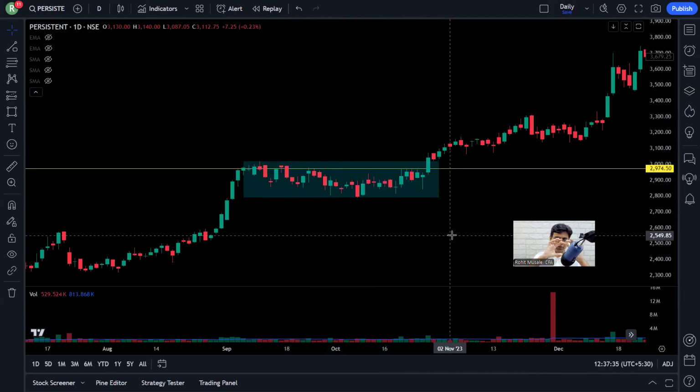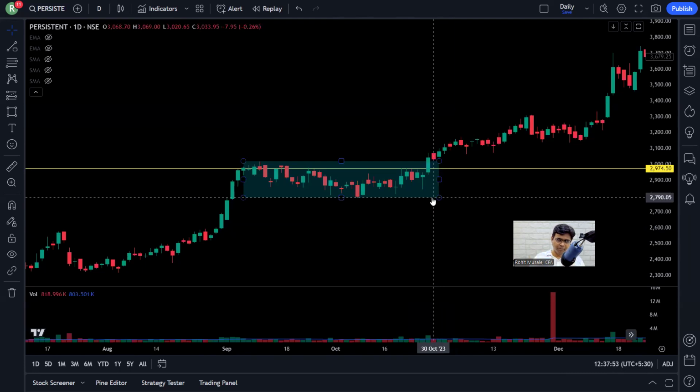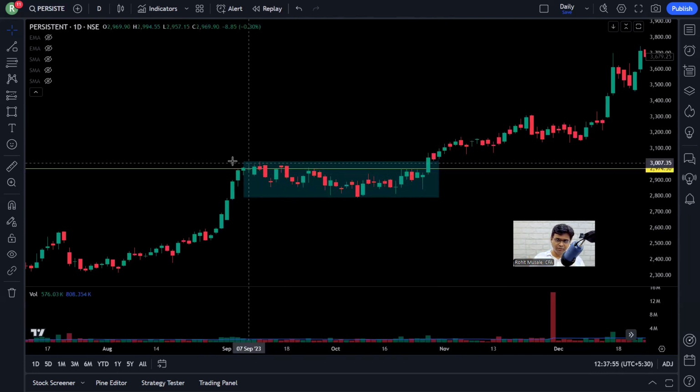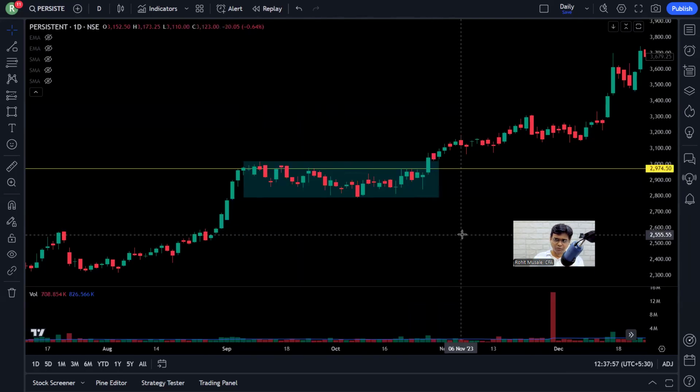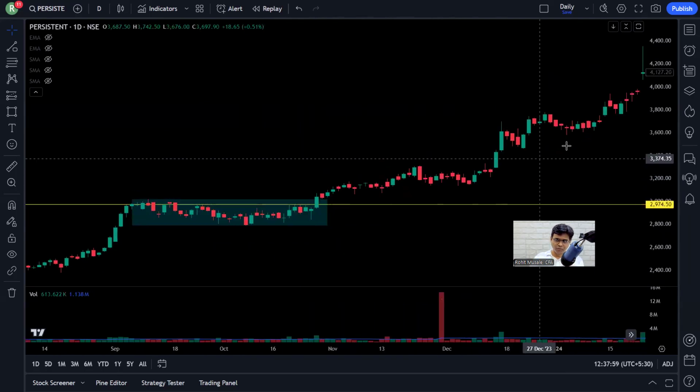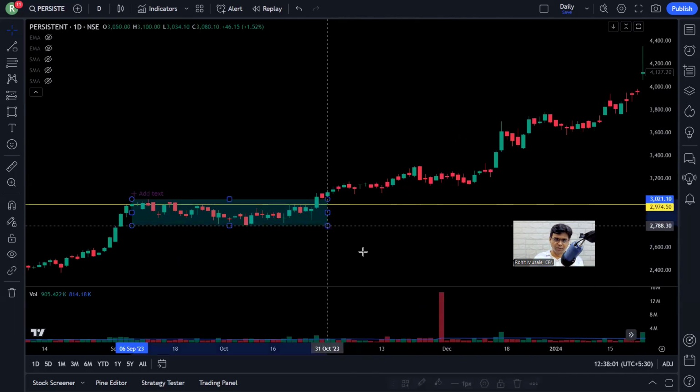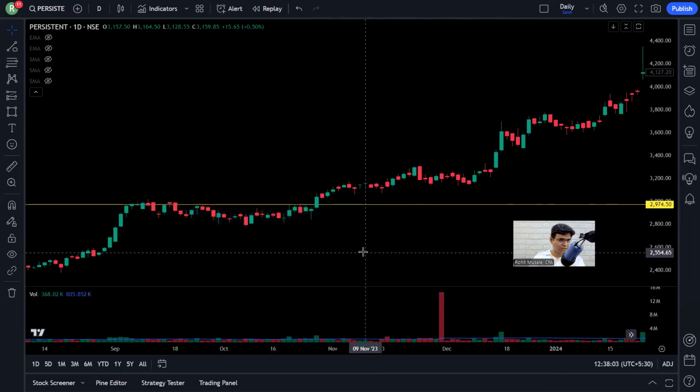So the length of the base is important, the height of the base is important. The longer the length of the base, or the more the number of candles in the base, the better is the base. The taller the base, the weaker is the base. So you need tight price action within a longer base, so that you can hold the stock for a longer period of time. It's very important.